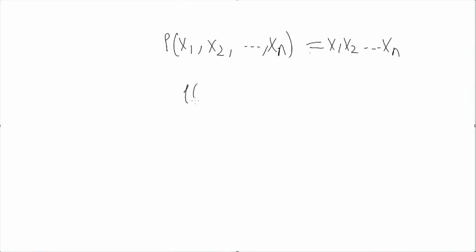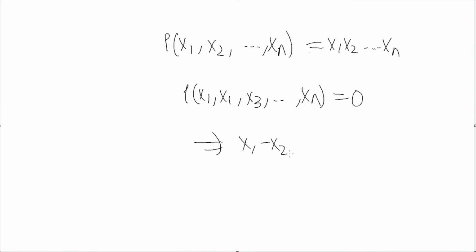If p(x1, x2, x3, all the way to xn) as a polynomial is equal to 0 whenever x1 equals x2, then this implies that the polynomial x1 minus x2 divides p(x1, x2, all the way to xn). Now this is very, very useful when we want to factor multivariable polynomials.